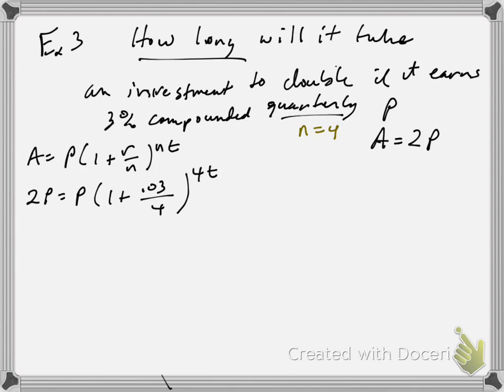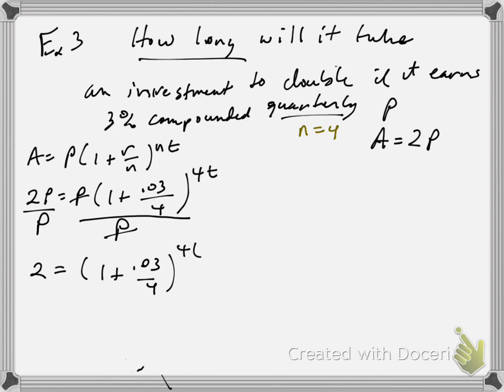Now, I could get a calculator out and do some of these calculations, and I will in just a second, but honestly, I'd like to get rid of the p. So I'm going to divide both sides by p, and I end up with 2 is equal to 1 plus 0.03 divided by 4 to the 4t power. Now, I believe I know what 0.03 divided by 4 is, but I'm going to go ahead and make sure with my calculator. This is going to be 2 is equal to 1.0075 to the 4t power. So the question is, have we got it isolated? And the answer is yes, we do.